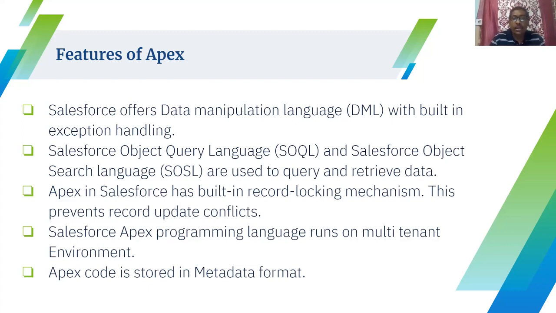Whereas using SOQL and SOSL, they are used to query and retrieve the data. For the query and for retrieving the data, we are going to use SOQL and SOSL here. Apex in Salesforce has a built-in record locking mechanism. This prevents record update conflicts, so there will not be any conflict, because of the record locking mechanism.